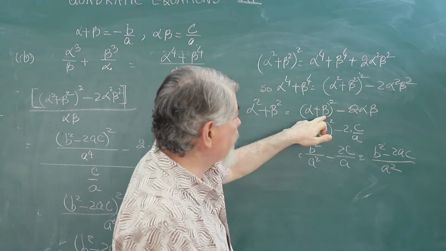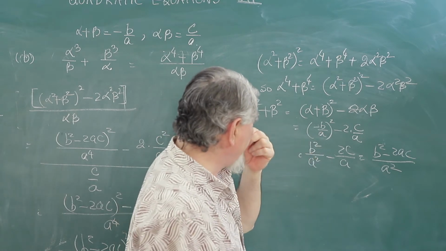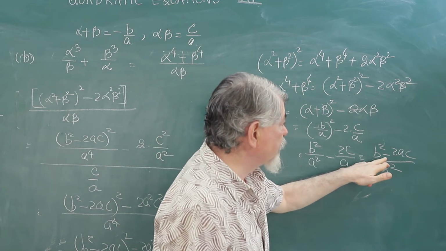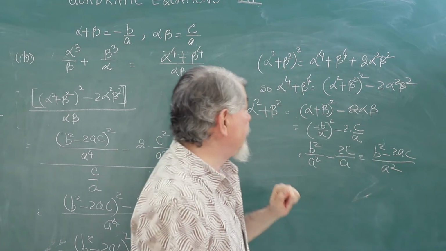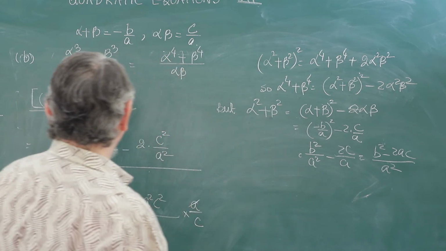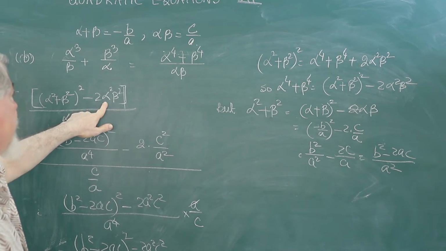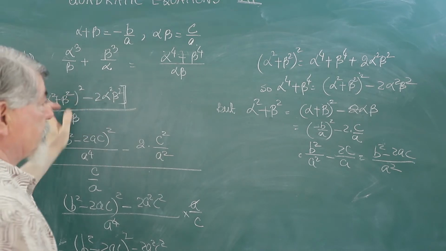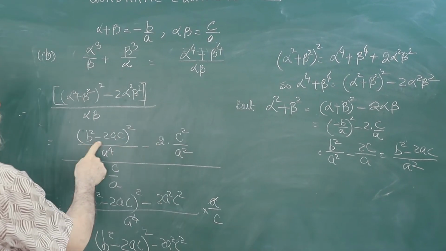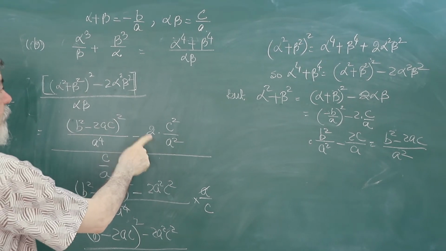The value of alpha plus beta was minus b upon a whole square, and the value of alpha beta is c upon a. From this I get the value (b square minus 2ac) upon a square, which is the value of alpha square plus beta square. So alpha square plus beta square minus 2 alpha square beta square. So I square this value of alpha square plus beta square, which will become (b square minus 2ac) to the power 2 upon a 4, minus 2.